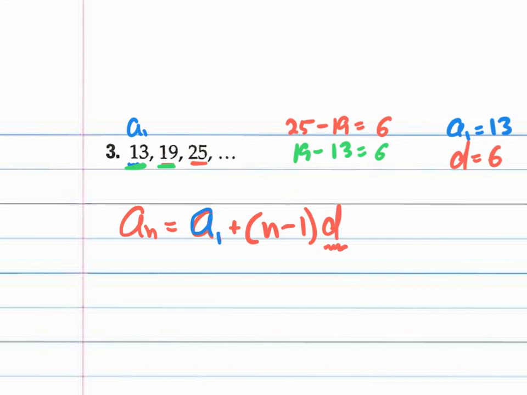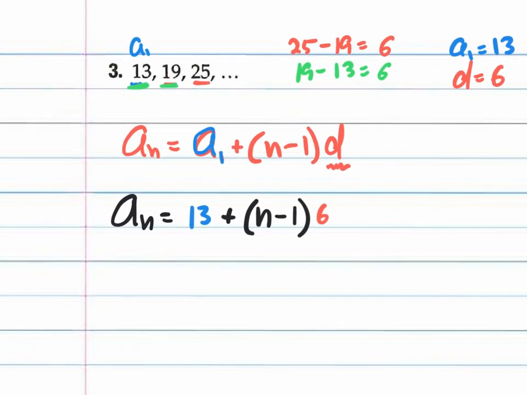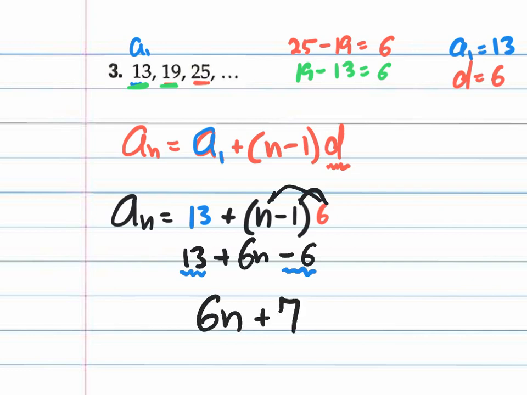So let's rewrite my a sub nth rule. A sub n equals a sub 1, 13, plus parenthesis n minus 1 times that common difference, 6. Now all you have to do is distribute and combine like terms. Distribute. Let me move this up first. Let's distribute the 6. So we have 6 times n, that is 6n. 6 times 1, that is minus 6. Bring down the plus and the 13. Out of those 3 terms, we could combine the 13 with the minus 6, and that will give us 7. So let's write our variable term first. Let's write the 6n first, and then write the positive 7 second.